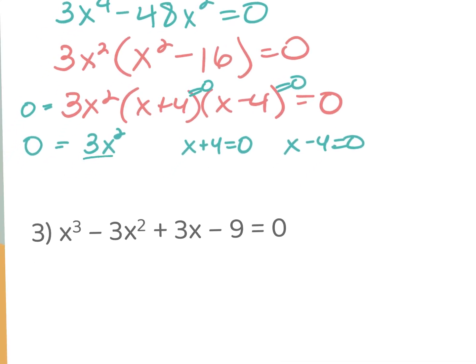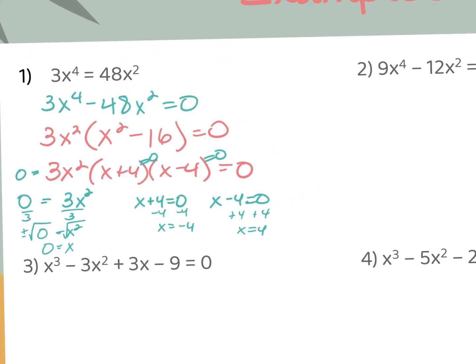So for the first one, I'm going to divide by 3. I get x squared equals 0, square root both sides. That gets the plus and the minus, but plus and minus 0 is still just 0. Subtract the 4, I get x equals negative 4. Add the 4, I get x equals positive 4. So there are 3 answers here, negative 4, 0, and positive 4. So again, you cannot divide everything by 3x squared and get rid of it, okay? You lost the 0 there, and 0 is a solution to this equation. If I plug 0 in, it works. So you got to make sure you don't cancel it out.